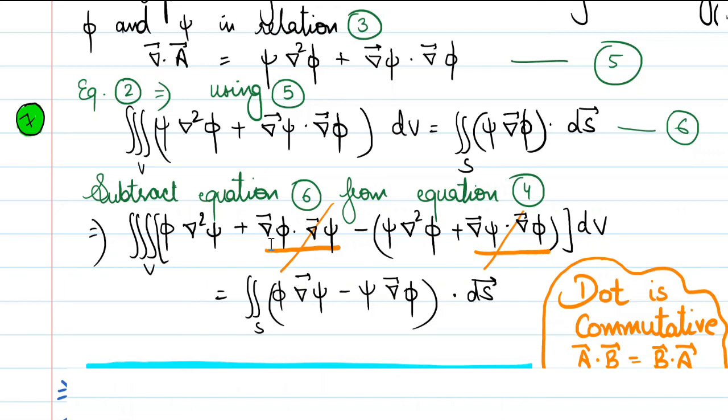That means the scalar answer which we will obtain by taking the dot product between del phi and del psi, whether we write del phi first and then del psi next, or del psi first and then del phi next, the answer obtained would be the same. And remember, we have this negative sign here, so these two quantities will cancel each other, and whatever is left is our Green's theorem, another form of Green's theorem.